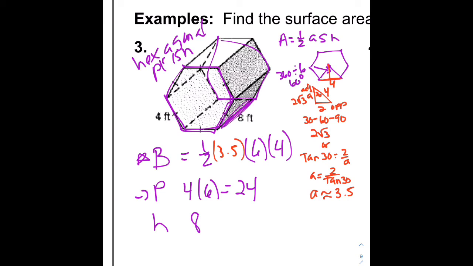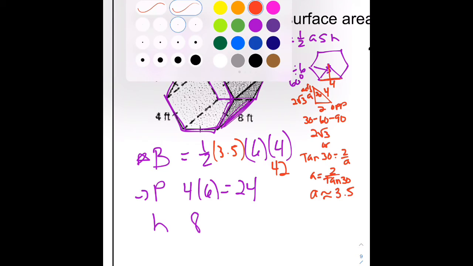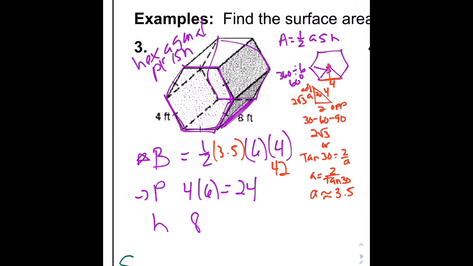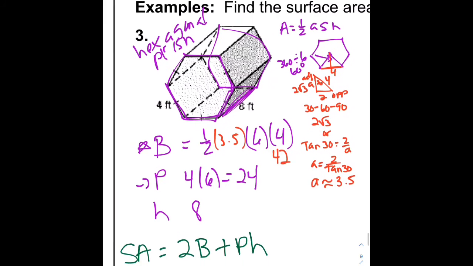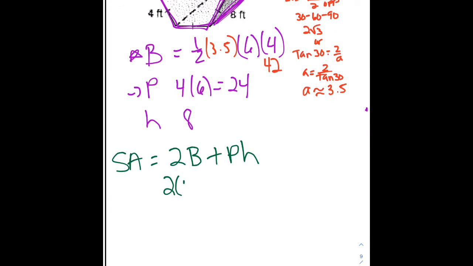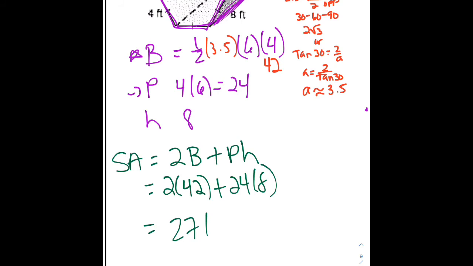And when you take 1/2 times 3.5 times 6 times 4 in a calculator, that is going to give you a total of 42. So now I can go to my main surface area formula. Surface area is 2 times the base plus perimeter times height. So that is going to be 2 times 42 plus 24 times 8. And again, please, you can verify on a calculator. You get 276 square feet.